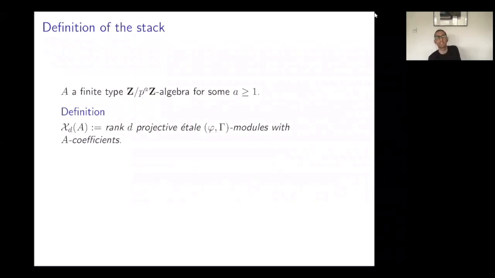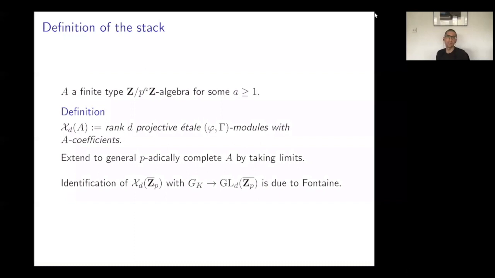More generally, the definition is the following. So I take a finite type algebra mod some power of p, and then the actual definition is I take projective étale phi gamma modules with coefficients in that particular ring. So in a moment, I'll tell you what a phi gamma module is if you haven't seen this, but it's going to be some kind of semi-linear algebra gadget. And that definition was just for finite type algebras, but in fact, you can extend to general p-adically complete rings just because you can write any such thing as a limit of finite type algebras. And so it's a completely formal extension from there.